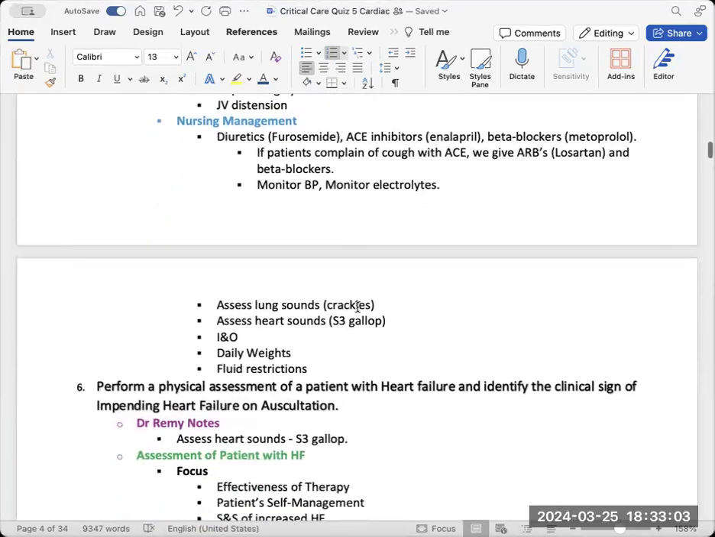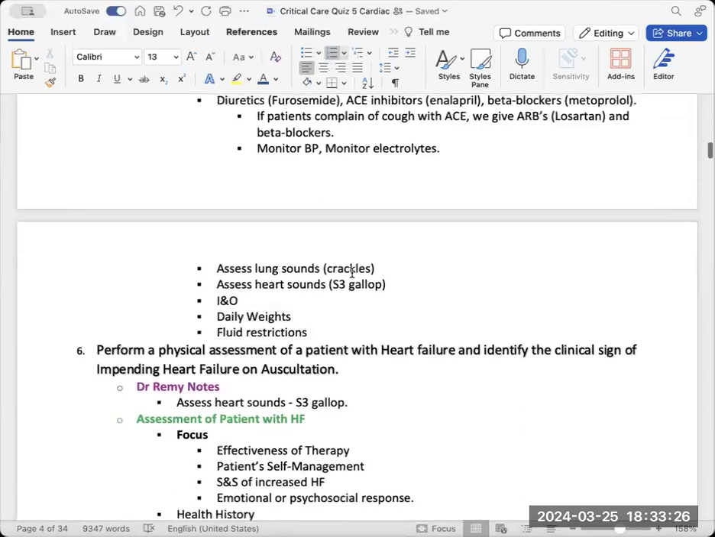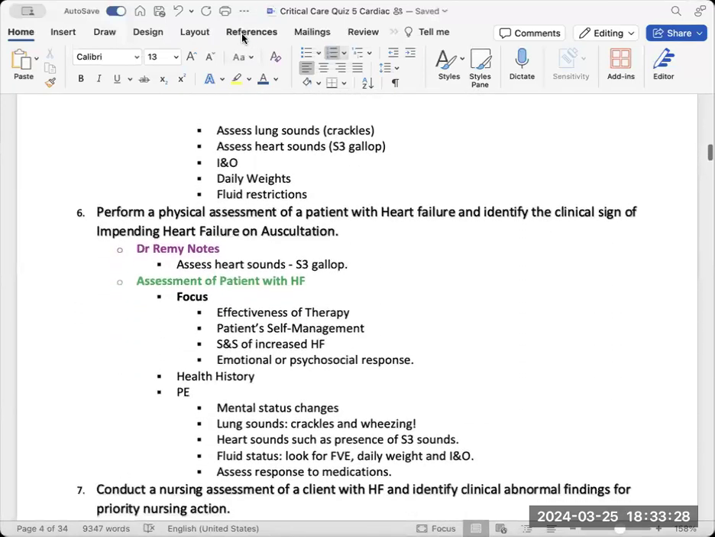For nursing management, because we're talking about fluid buildup, we give diuretics, and we already said we need to monitor for blood pressure and electrolytes while they're on that. We also, if we give them things like ACE or beta blockers for blood pressure, we still continue to monitor blood pressure, but if they're on ACE, watch out for that nagging cough. Always we got to look at lung sounds, heart sounds, because they could have fluid buildup there.